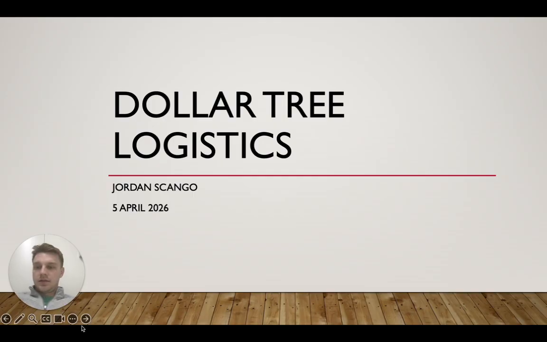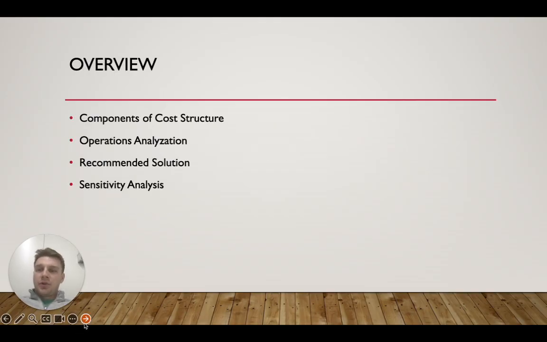Next slide. So going over just a brief overview of what I'll talk to, it's going to cover the components of the cost structure. I'm going to analyze the operations, how they spend their money and where, and then a recommended solution. So I'll do the Excel that we use, and I'll talk about the numbers that I found and how I went about gathering those, and then I'll conclude with a sensitivity analysis of what could change to make maybe one case better than the other.